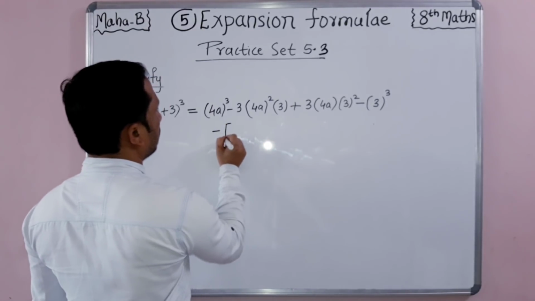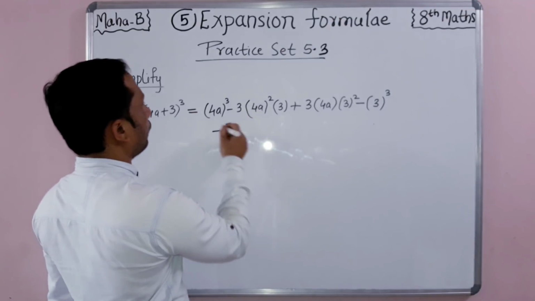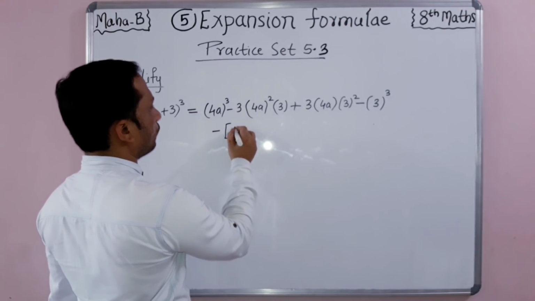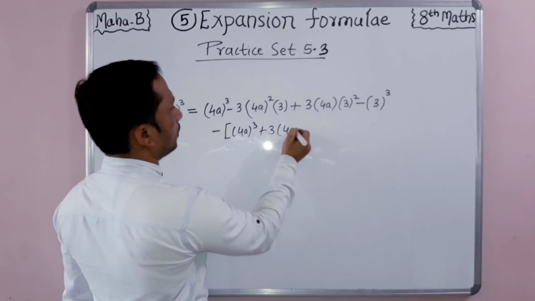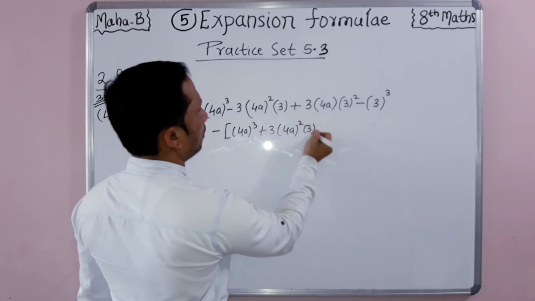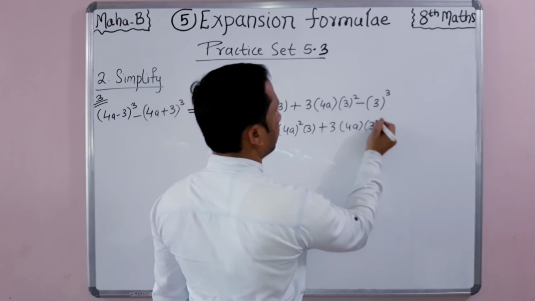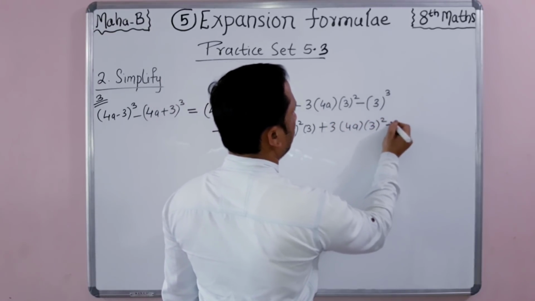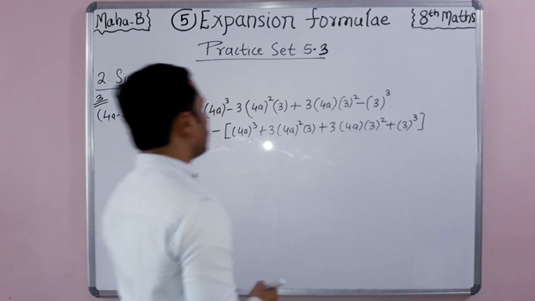And take the whole expression in the square bracket. So again the same way, but there will be the plus sign, so 4a cube plus 3 into 4a square into 3, plus 3 into 4a into 3 square, plus 3 cube. Okay students, so now solve this.